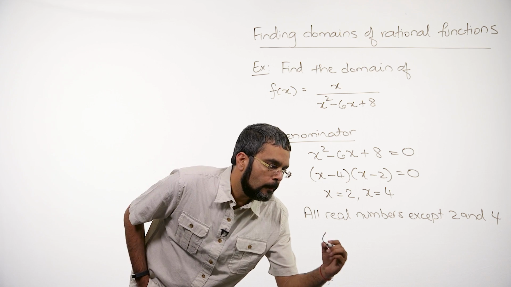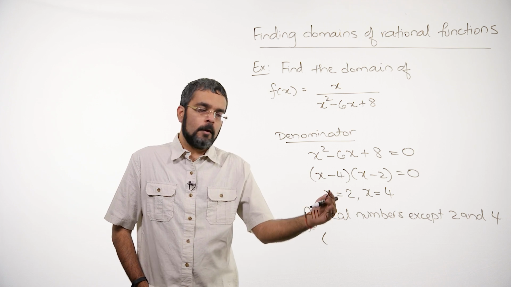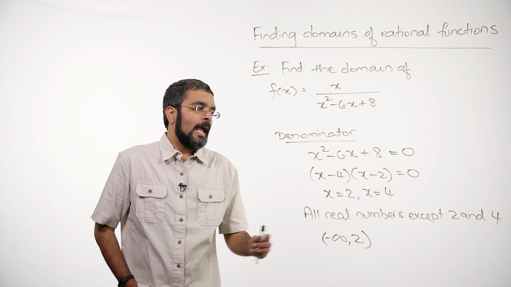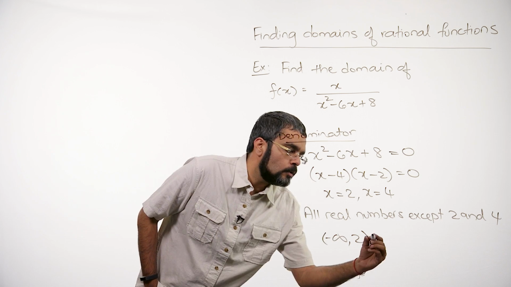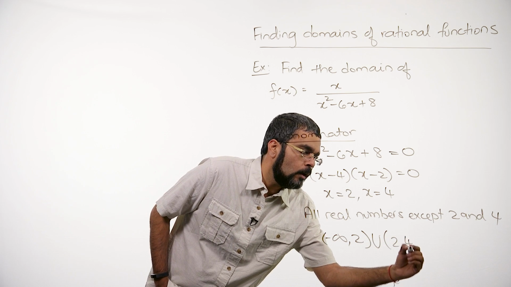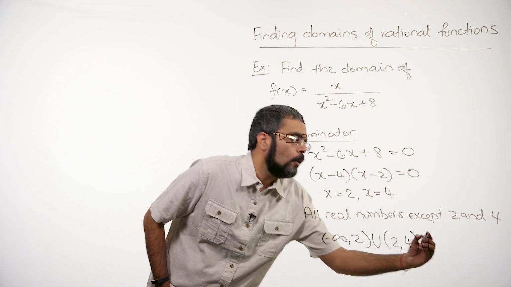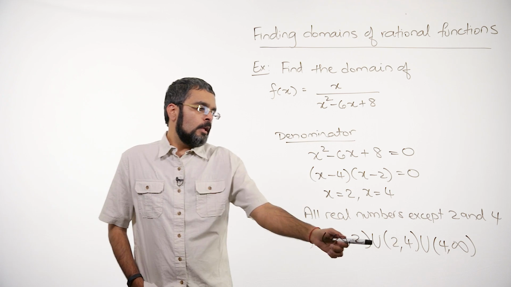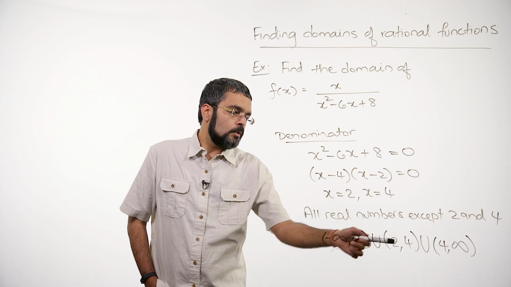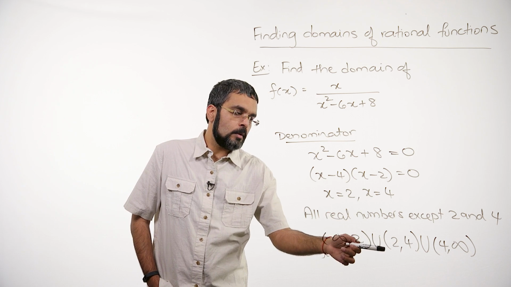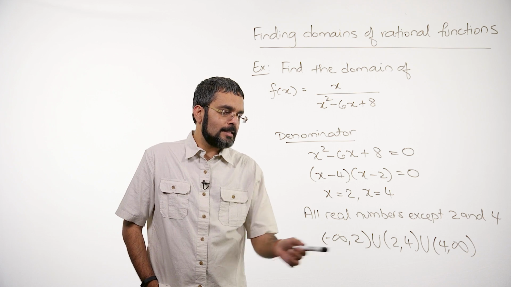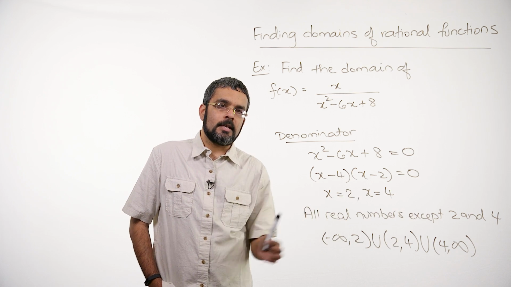Well, all real numbers to the left of 2 are fine. So I'm going to have negative infinity to 2. Everything between 2 and 4 is okay. So union 2 to 4. And then everything to the right of 4. So that's going to be 4 to infinity. Remember, the only thing that is skipped here is 2, right? Since I've opened parentheses, 2 is not included. Same way, since I've opened parentheses here, 4 is not included. So that's the same way of saying all real numbers except 2 and 4.